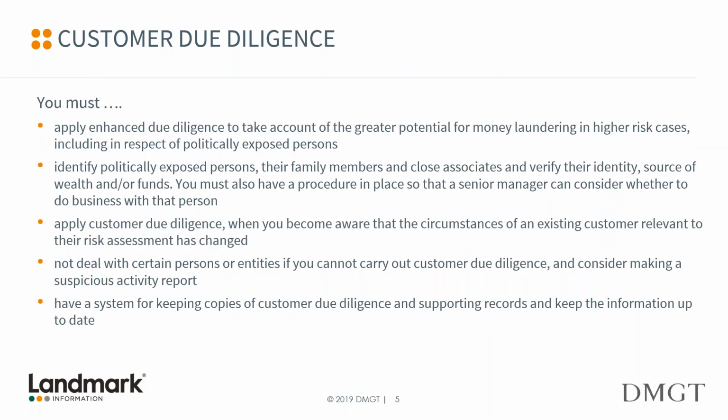So for the vast majority of people you deal with, it is enough to demonstrate that you've acted in this way. However, a very important point is almost buried in here, and HMRC are very hot on this. You must apply enhanced due diligence to take account of the greater potential for money laundering in higher risk cases, including in respect of politically exposed persons, or PEPs as they're more commonly known. Where you're identifying higher risk clients, you need to undertake and evidence that you have applied a greater level of check on them, and that is what we call enhanced due diligence.